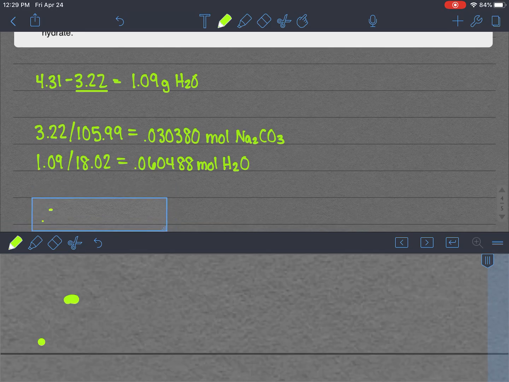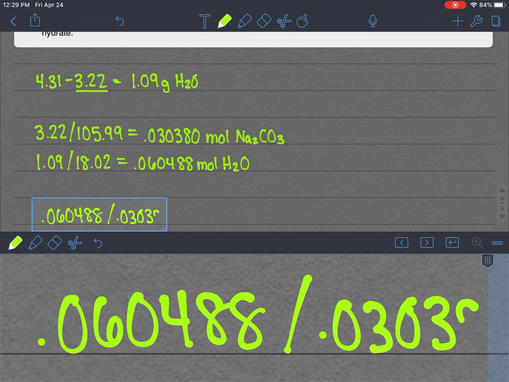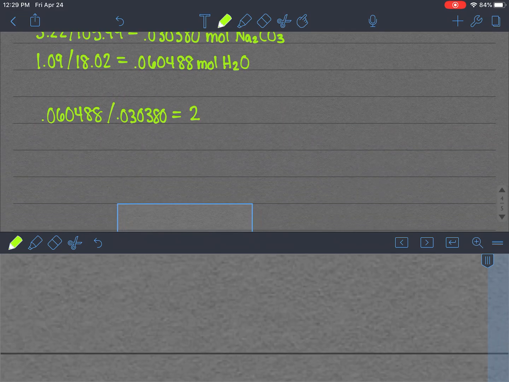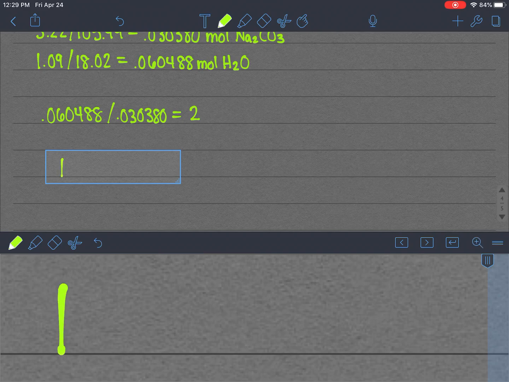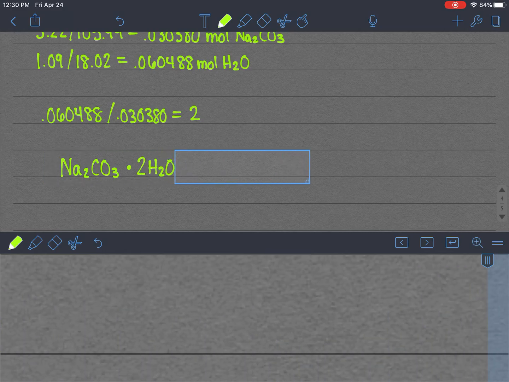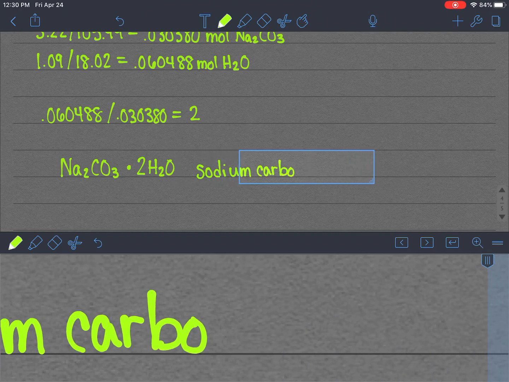So 0.060488 divided by 0.030380 is going to be close enough to 2 that we'll write that down. And then the formula for this would be Na2CO3 with 2 waters attached. And then the formula name for that would be sodium carbonate dihydrate.